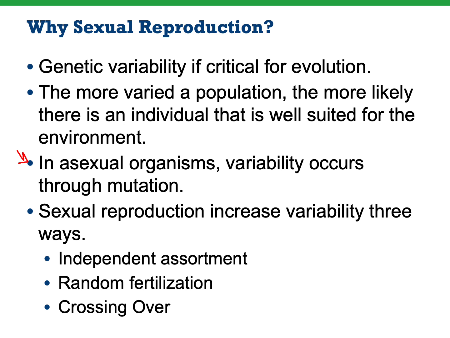In sexual reproduction, variability can increase in one of 3 ways. Independent assortment refers to the genes being split randomly during replication. Random fertilization refers to 2 organisms randomly mating, and we have discussed crossing over between sister chromatids.